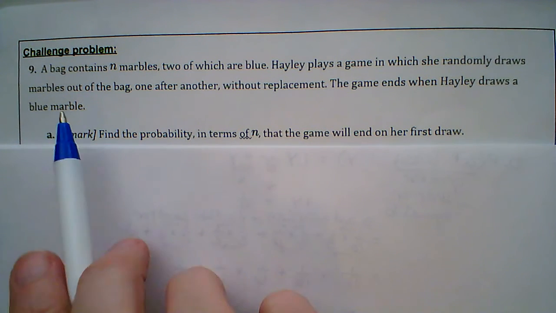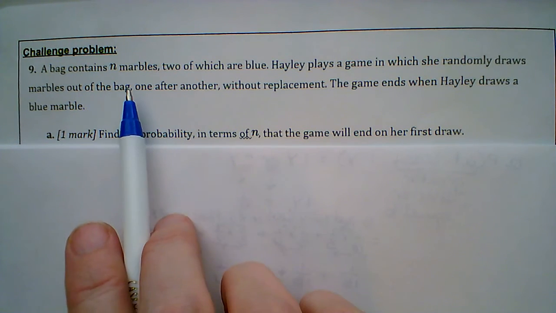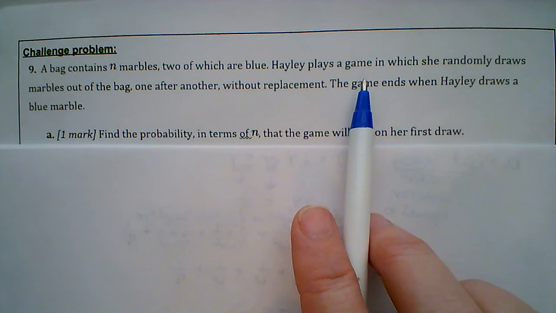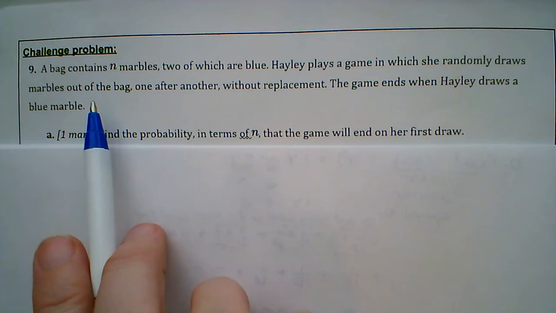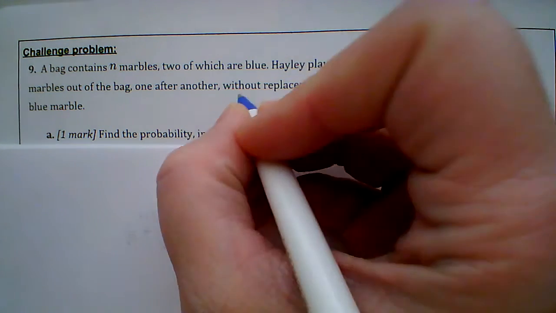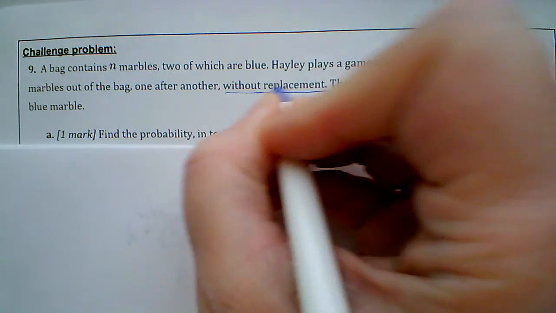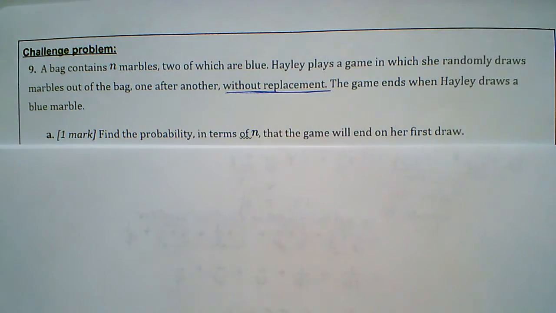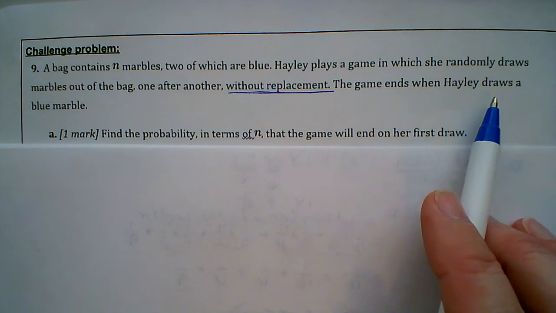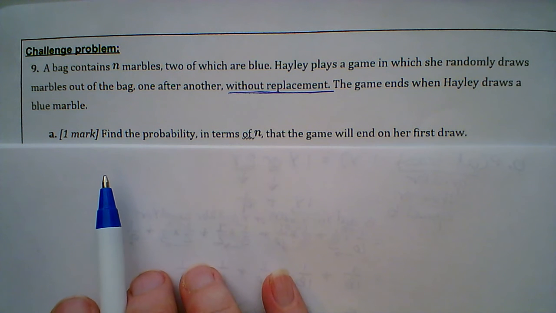So what do we got? We've got a bag that contains n marbles, 2 of which are blue. Haley plays a game in which she randomly draws marbles out of the bag, one after another, without replacement. So that's really important to know. When she takes the marble out, she's setting it aside and doesn't put it back in the bag. The game ends when Haley draws a blue marble.